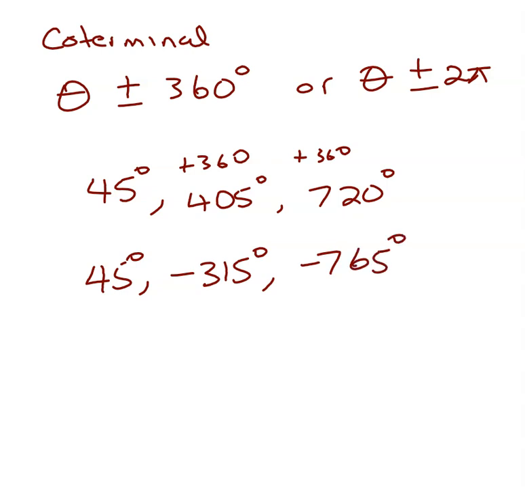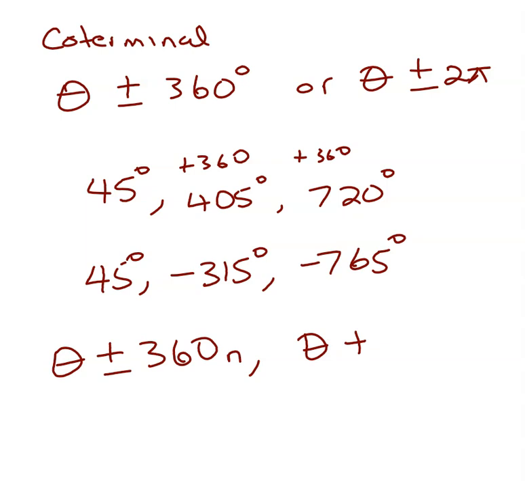So generally, if we want to identify the coterminal of an angle, it's going to be theta plus or minus 360 n, where n is the number of cycles around your axis, or theta plus or minus 2 pi n, where n also represents the number of cycles around your quadrants.